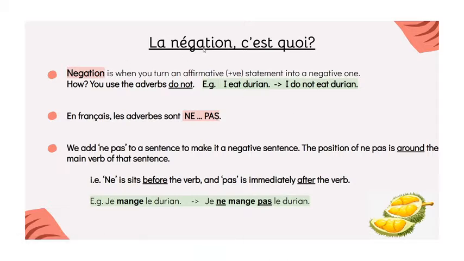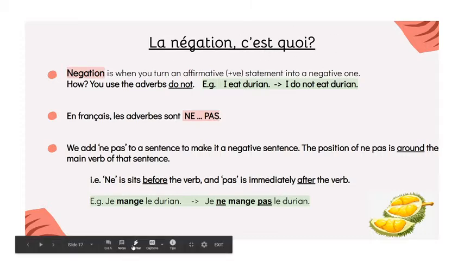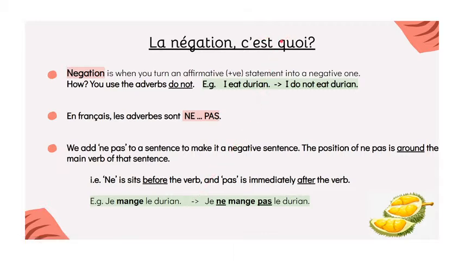So, négation, la négation, c'est quoi? C'est quoi ni? Bermaksud, what is it? Qu'est-ce que c'est? Ataupun c'est quoi? La négation, c'est quoi? The negation, what is it? Dalam English pun negation. I don't know how it is pronounced correctly or not. Negation is when you turn an affirmative statement into a negative one.